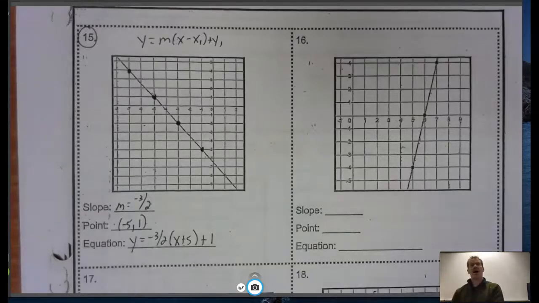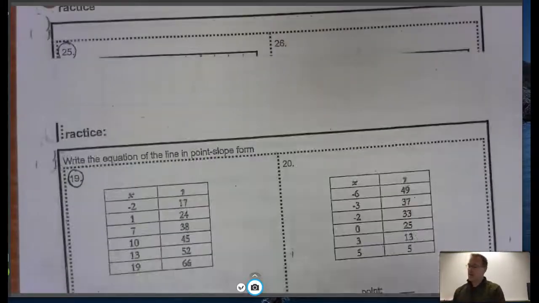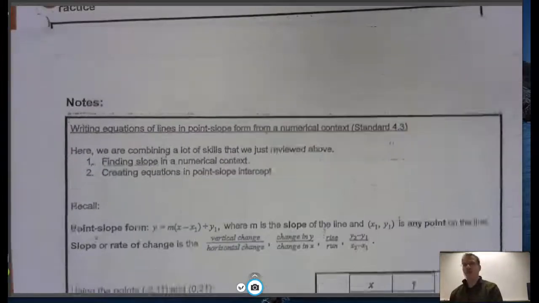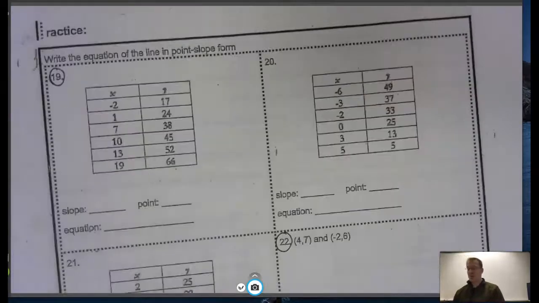So that is point slope form graphically. Now, once again, if you look at page 70, there are very detailed instructions for you to refer back to. I'm going to go ahead and jump into an example here, so let's look at example 19.